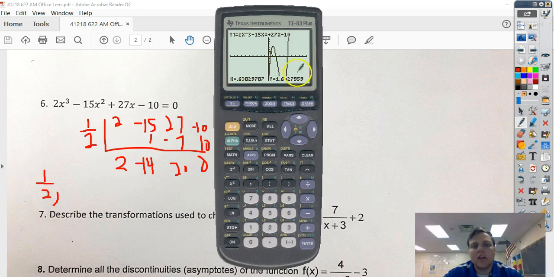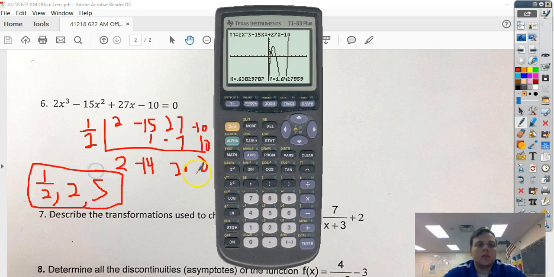And then I saw my other two. It was 2 and 5. So I don't need to check those through synthetic division. I know for sure that I got those. Bam! That's what I'm looking for. That's all she wrote. Alright?